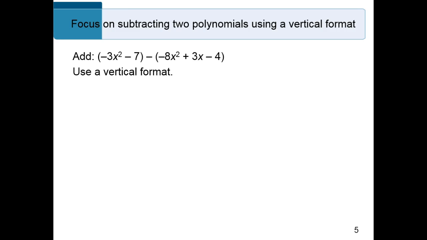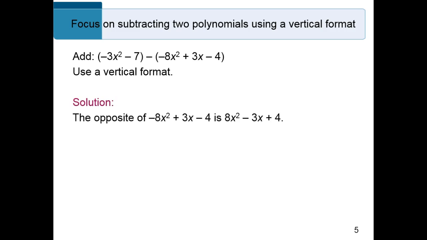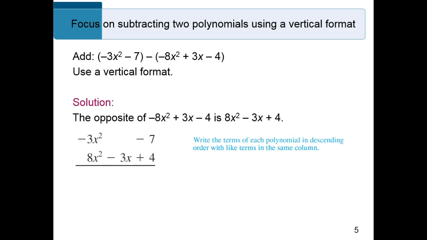So let's see how they did it. They first said the opposite of that is that. We took care of that as we went. We don't have to do a separate line, but if that helps you, do it, okay? And then again, leave a space for any missing terms, and then write in the opposite of the second term. Okay? And there you have it. Same answer. Y'all are good. Okay.